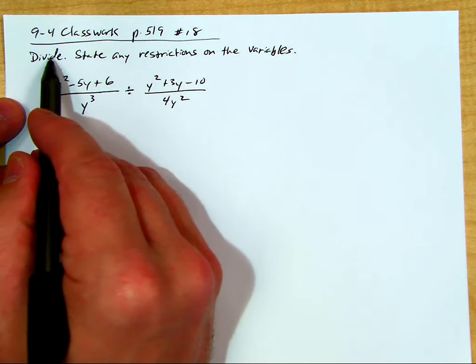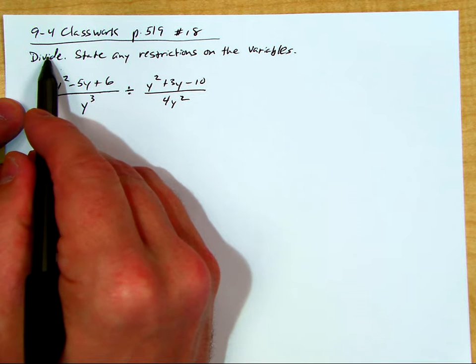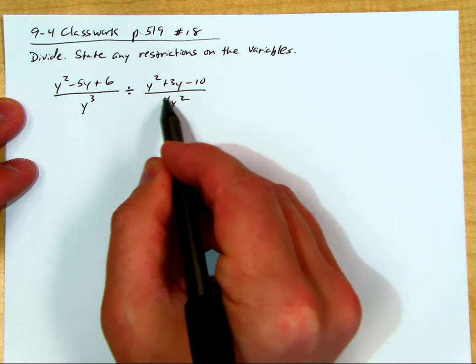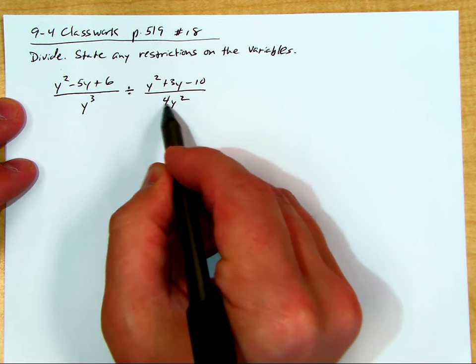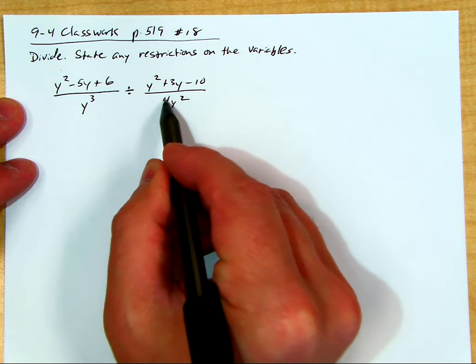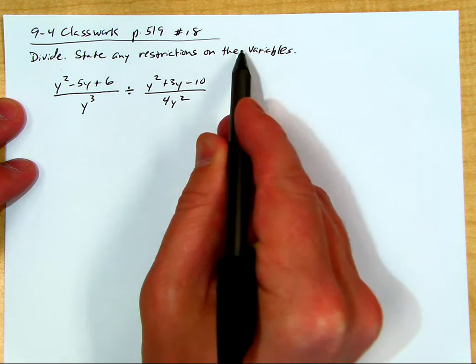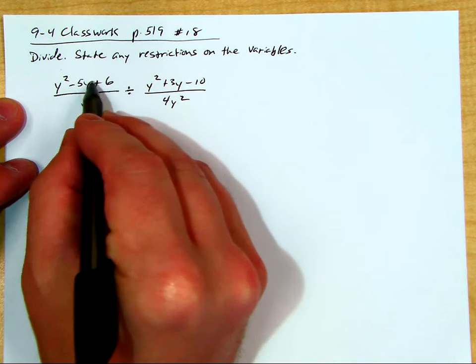When we're dividing, remember division is multiplying by the reciprocal. So we're going to flip the second fraction only. That also means that this denominator now, before we flip it, also becomes a consideration for finding restrictions on the variable. So let's go ahead and factor the top here.